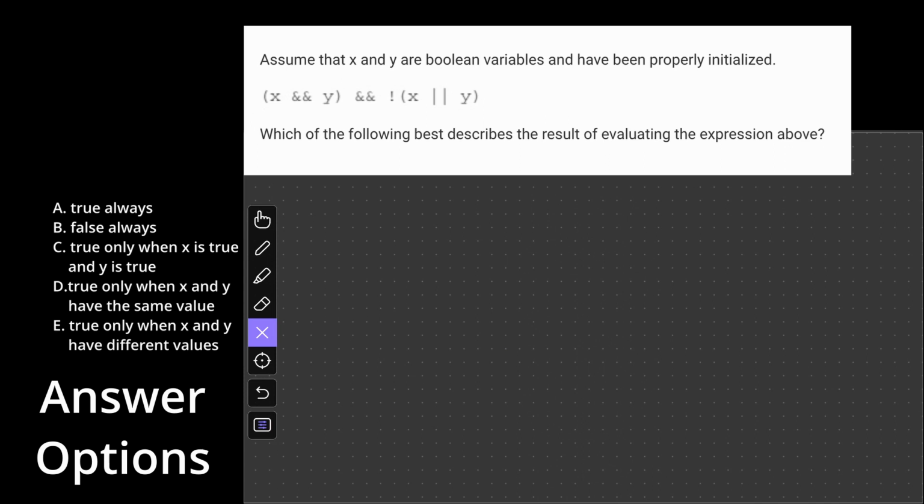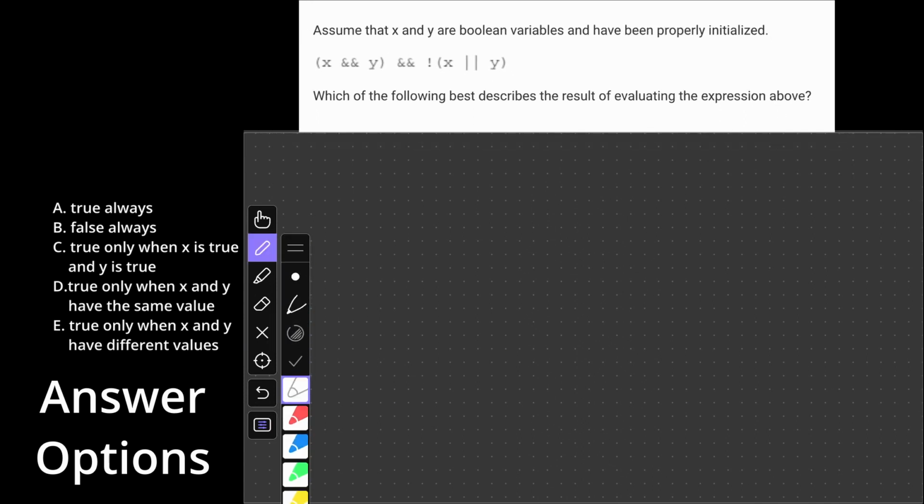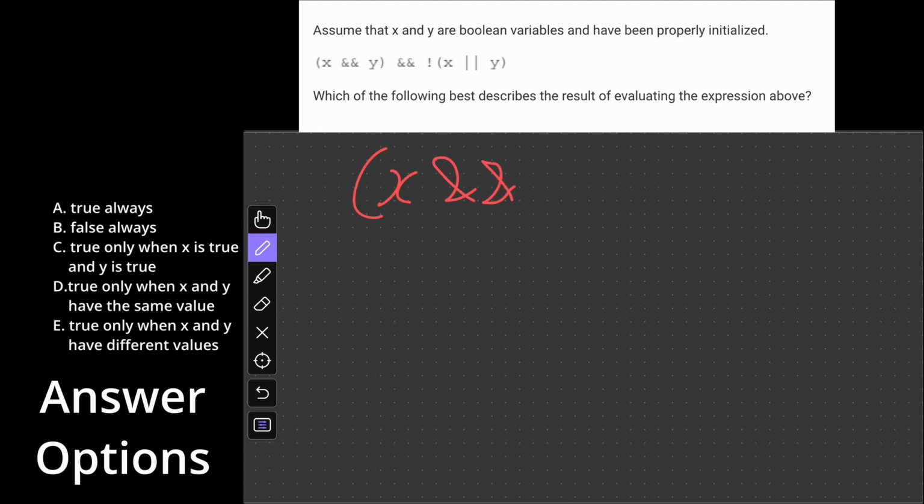The first thing we have here is our Boolean expression. I'm going to write that down right here, in a nice red color so it stands out. x and y and not x or y. For these kinds of questions where it's asking what best describes the result, and you have true always, false always, x and y are the same, I would suggest making this thing called a truth table, and this is how you make it.